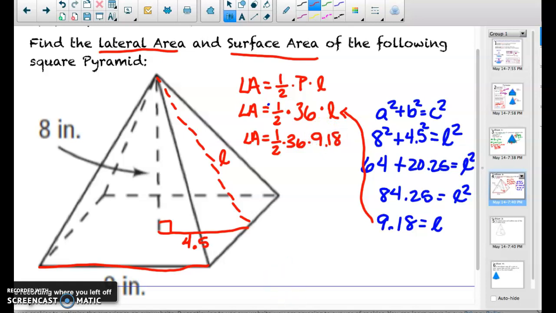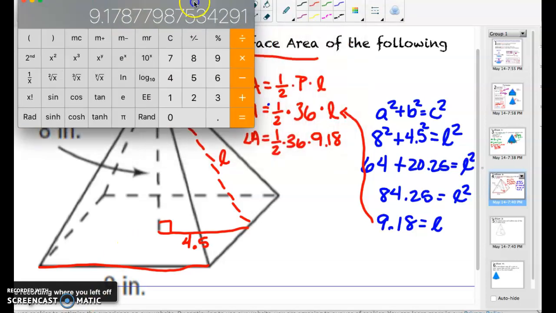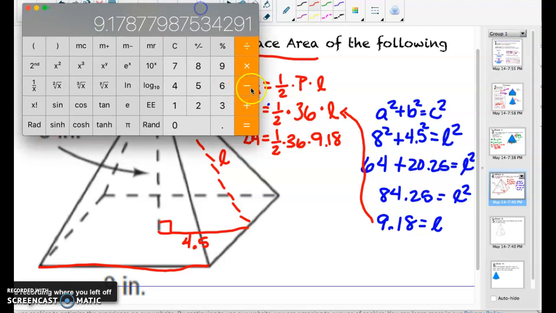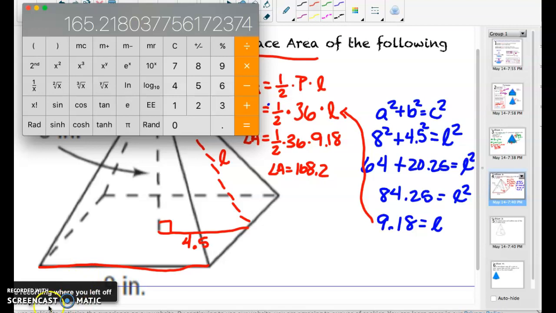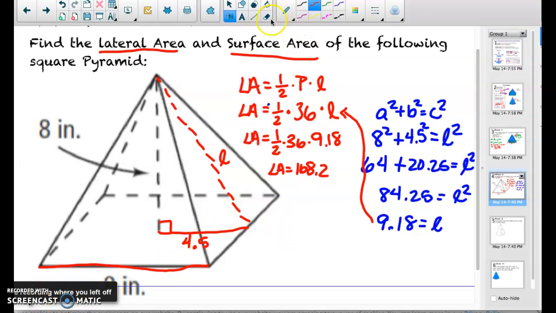And if I use my calculator here, I already have that 9.18 in my calculator, so I'm going to multiply that by the 36 and by that 0.5. I end up with 165.2. I'm just going to round that off. 168.2. That was the correct number. Oh, no, 165.2. Pardon me. Okay, 165.2. So there's our lateral area.